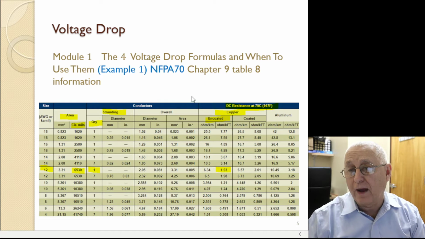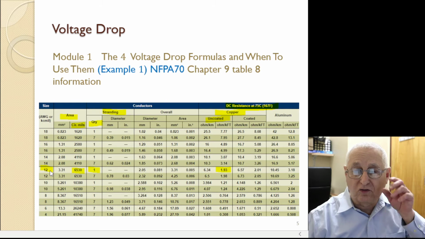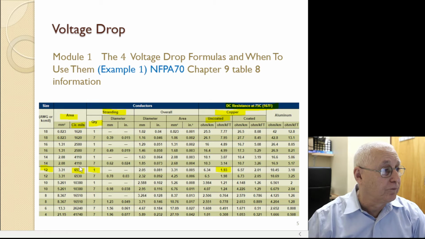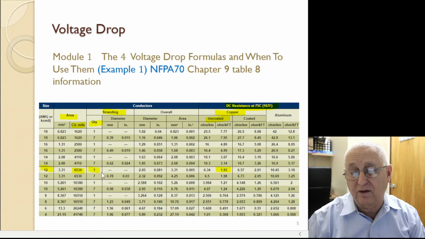If we turn to Chapter 9, Table 8 in the National Electrical Code, NFPA 70, this is just a reduced table of that. We have our conductor sizes over here, and we're looking at a 12 wire. Our circular mils is 6530. This quantity where it says 1 and 7 could be a higher number later on. 1 means a solid wire. 7 or any number other than 1 means a stranded conductor. In this case, we have a solid wire.